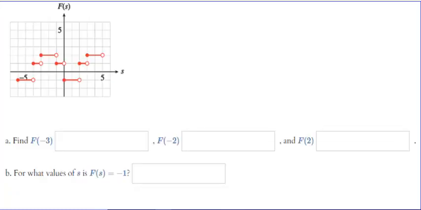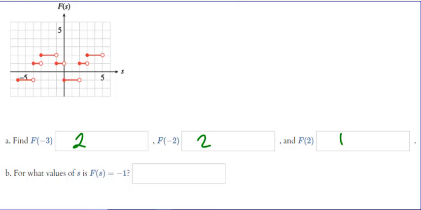I'm going to look at this one just because it's crazy. I did this last night in the help session, so I want to do it again. F of negative 3, so 1, 2, 3, and see, it doesn't exist there, so it would be 2, right? It's right there. F of negative 2 would be, again, 2. You know, it's right here. Then F of 2, so it's 1, 2. Doesn't exist here, and it exists up here. So that'd be 1, right? It doesn't exist right there. And then, let me erase that.